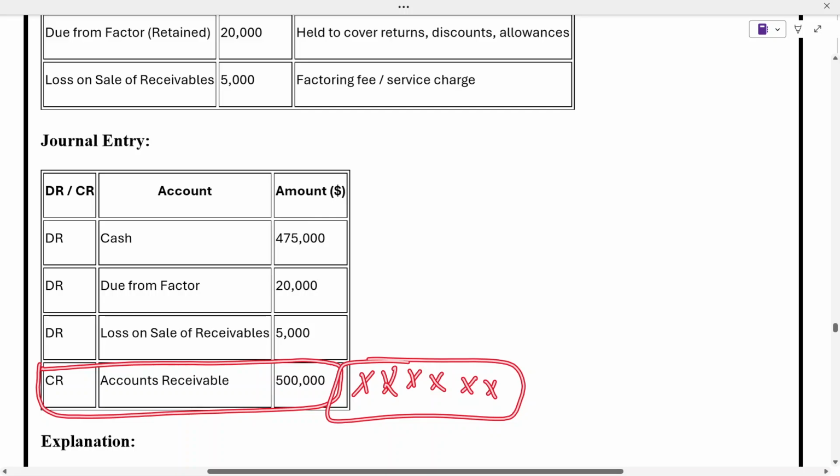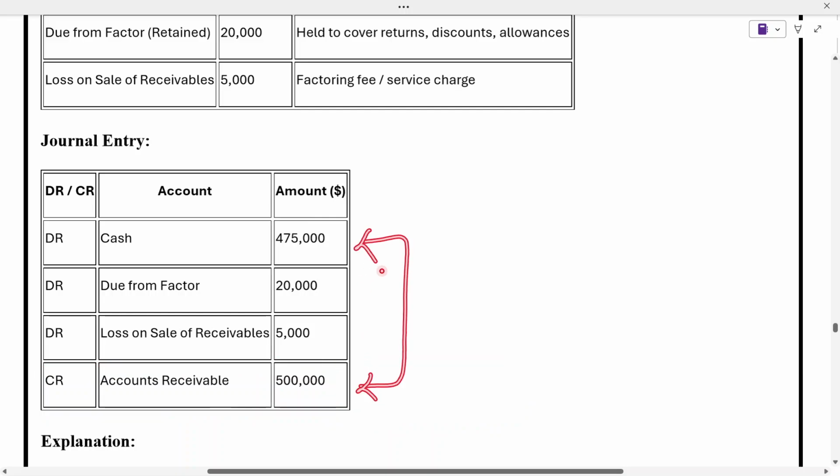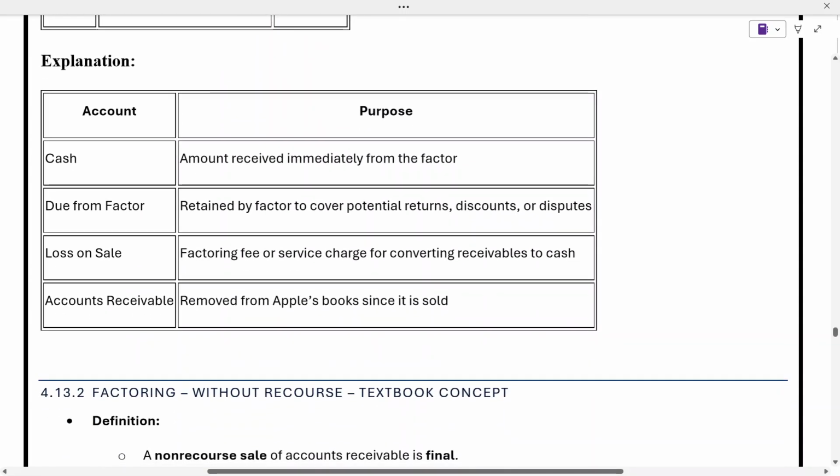So this is the entire accounting entry which has been created: debiting the cash, which is increasing, your security deposit asset is increasing, and your expense is debited, and finally your accounts receivable is credited. Now the explanation is that cash is the amount received immediately from the factor. Due from factor is retained by the factor to cover potential returns, discounts and disputes, so they are keeping it as a security deposit. Then loss on sale is the factoring fees or service charge for converting receivables to cash. This is the fee which the factoring company earns. And accounts receivable are removed from Apple company's books since these are being sold.